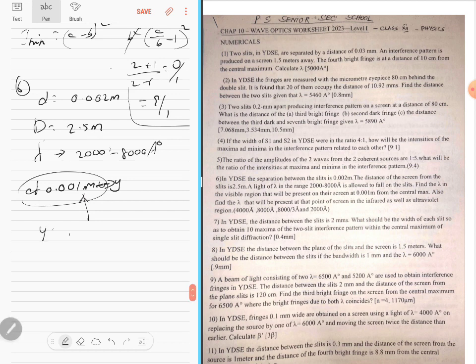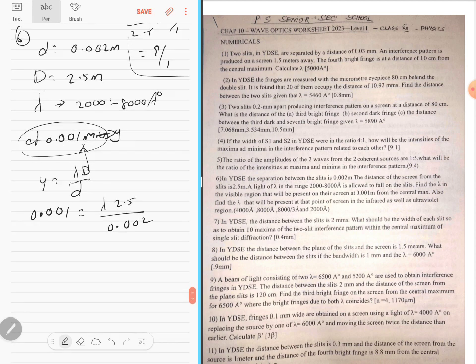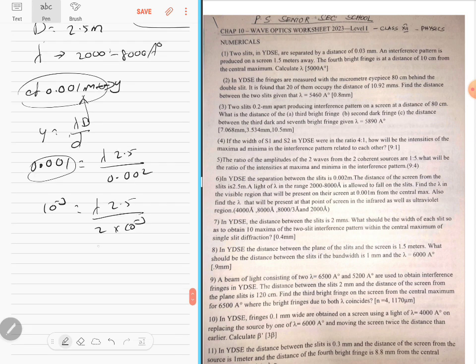You know that y is equal to lambda into capital D by small d. So if you put that in: 0.001, which is 1 into 10 to the power minus 3, is equal to lambda into capital D, which is 2.5, by small d, which is 0.002. Let's see what it is. 10 to the power minus 3 is equal to lambda into 2.5 by 2 into 10 to the power minus 3. So this will become 1.25.